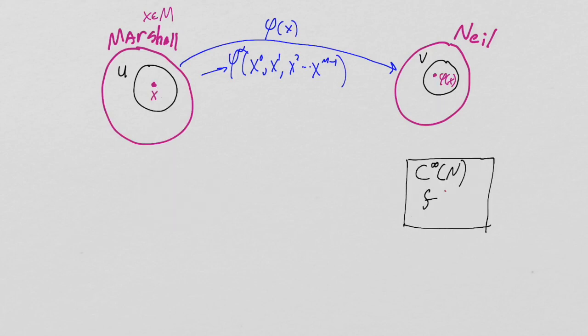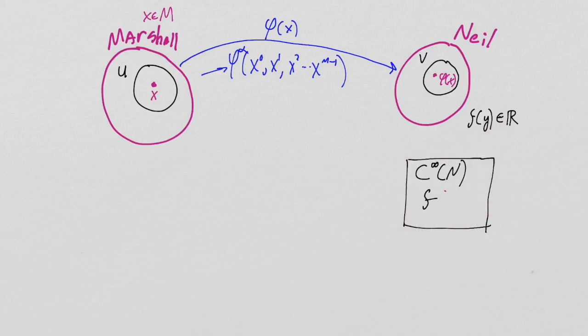I'll draw it this way, right? This is the space of infinitely differentiable functions on Neal. So I take a point from Neal, say the point in Neal is y, and f of y is an element of, say, the real numbers, right? So now I have a function on Neal. That function obviously is not on Marshall, right? The domain of this function is the set of points in Neal. And this is the set of all those functions, right?